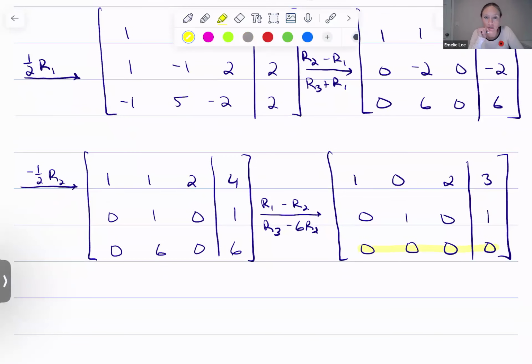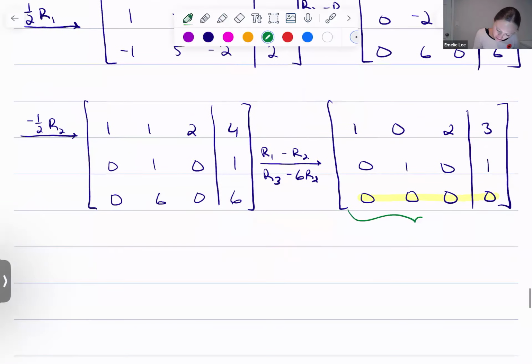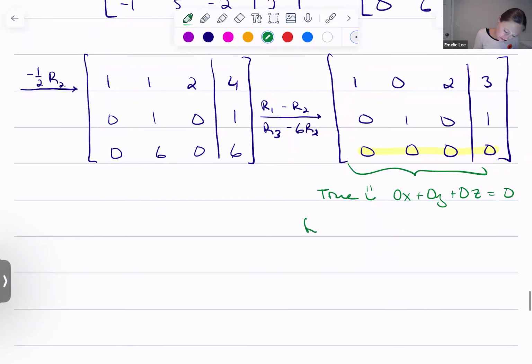That's a true statement, right? This is a true statement. That was the problem before, where we had 0 plus 0 plus 0 equaling some number, but 0 plus 0 plus 0 is always 0, right? And so this is a true statement. True. Because 0x plus 0y plus 0z is 0 for any values of x, y, z.